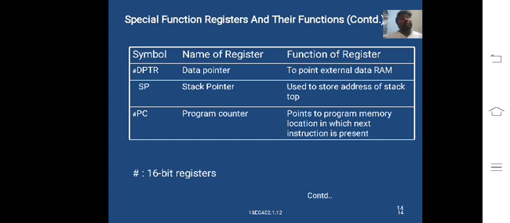Next one is the program counter, PC. The name of the register is program counter. The program counter points to a program memory location in which the next instruction is present.